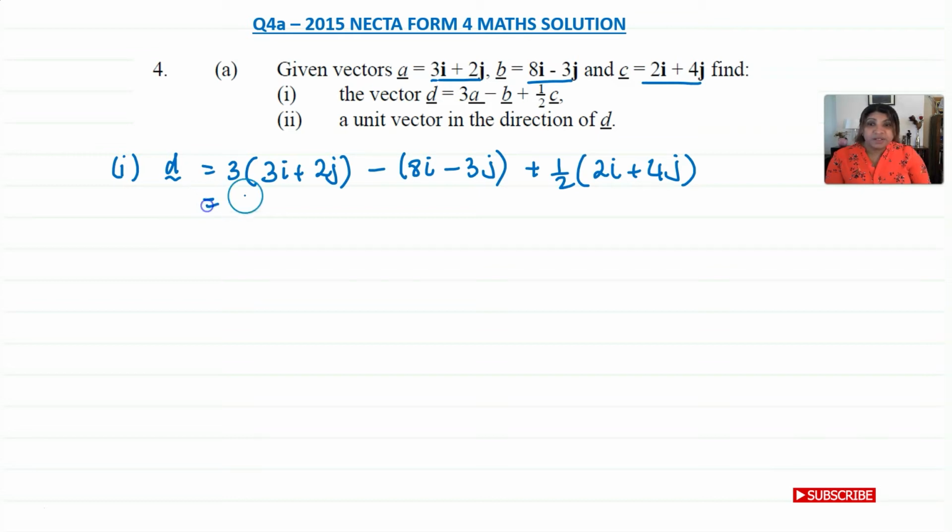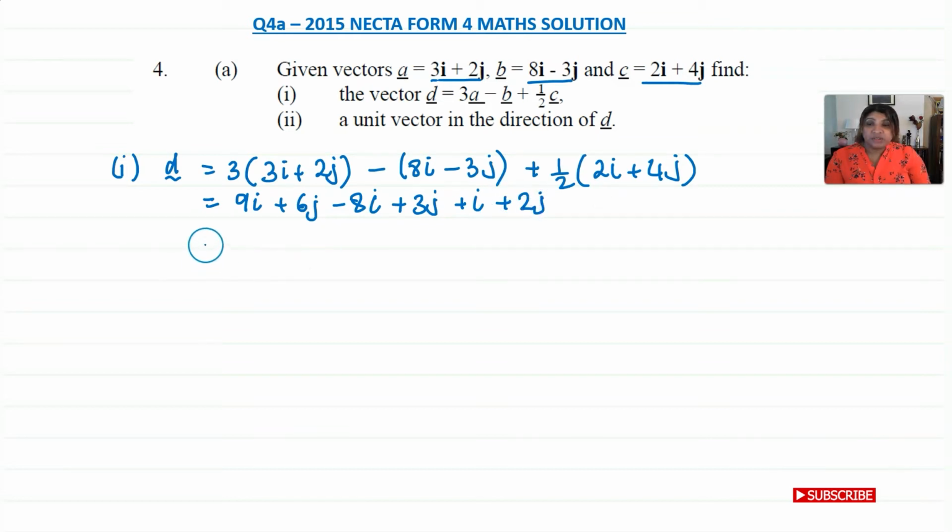Okay, so this is going to give you 3 times 3i, that's going to give you 9i, plus 3 times 2, that's going to give you 6j. Take away 8i, negative and negative, that will give you positive, so that's going to be positive 3j, and then plus half of 2, which is just going to be i, and then plus half of 4, that's going to give you 2j.